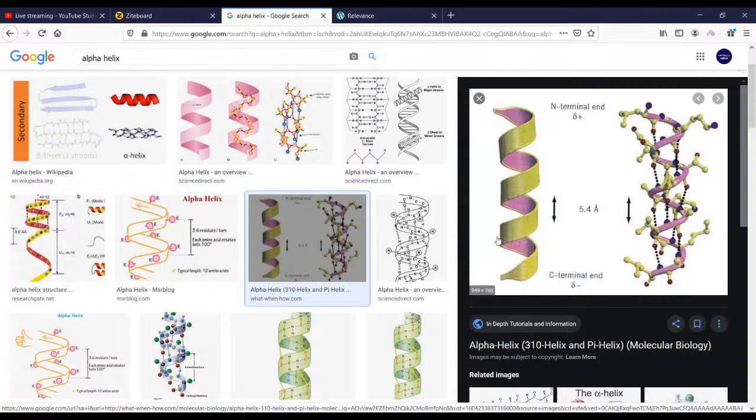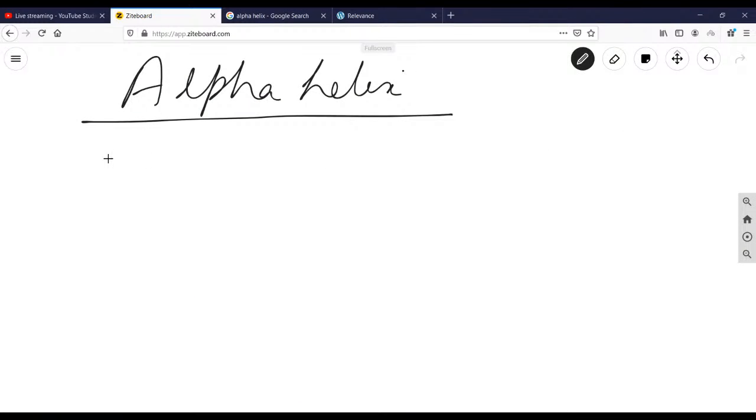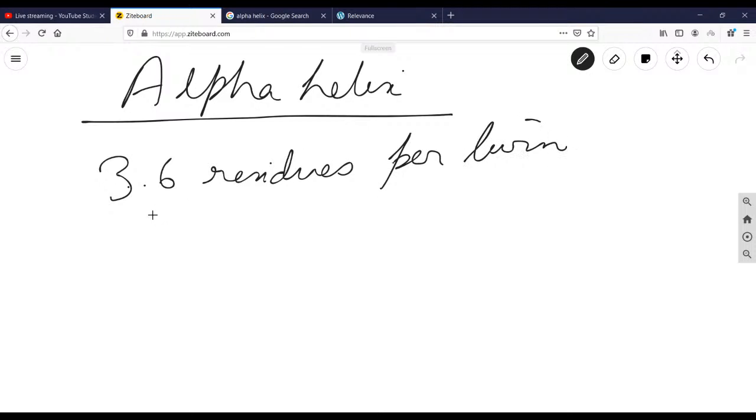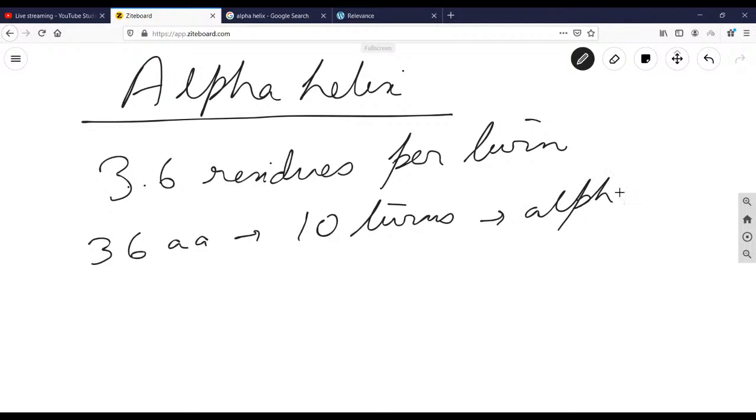Okay, means that you can have 10 turns. If you have 36 amino acids, so 3.6 residues per turn I told. So if you have 36 amino acids, how many turns can you make? 36 by 3.6, that is 10 turns. So if you have 36 amino acids, you can make 10 turns in an alpha helix.